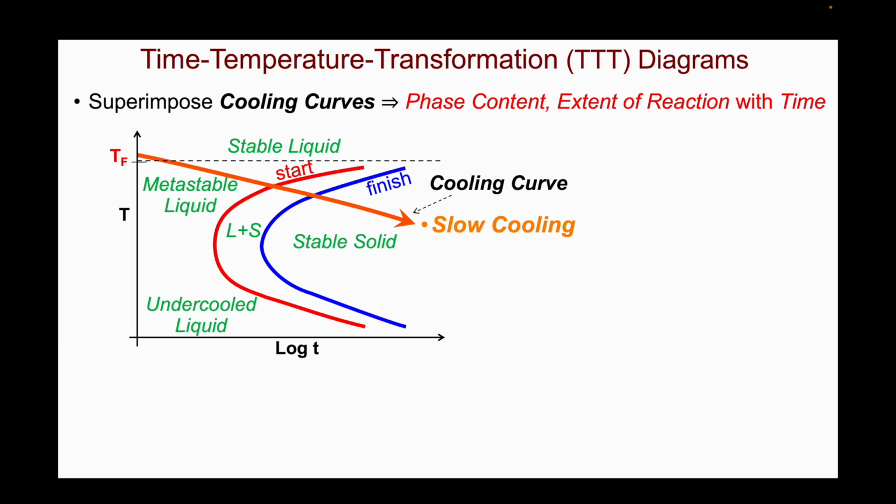And we'll compare this to a sample that is cooled from the same temperature, but at a faster rate. We'll call that fast cooling. Using the TTT diagram, we can read off the start and finish times and the temperatures for the slow cool sample and compare them to the fast cool sample. It is evident the fast cool sample has a quicker start and finish.